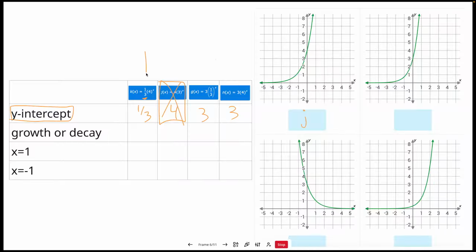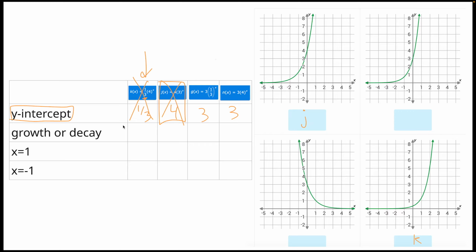Now let's look at K. Can we find a y-intercept of 1/3? That would be between 0 and 1. Well, there's only one graph that has a y-intercept between 0 and 1, and that would be in the bottom right corner. So this is K. Boom, done with those. Now, we have a tie here with the y-intercept between G and N. So we need to now look at the growth or decay.